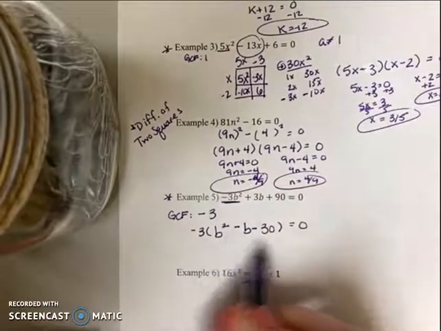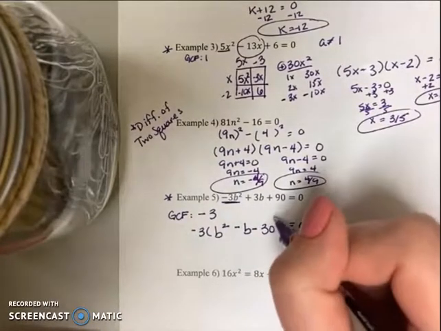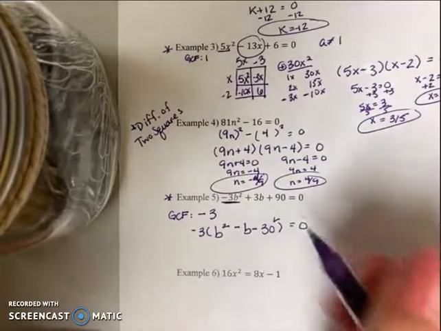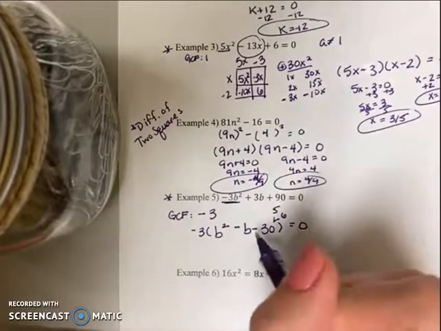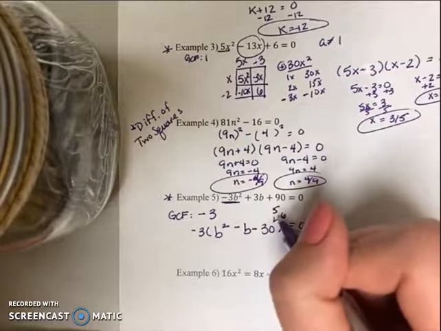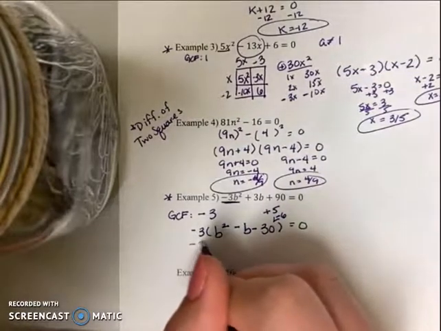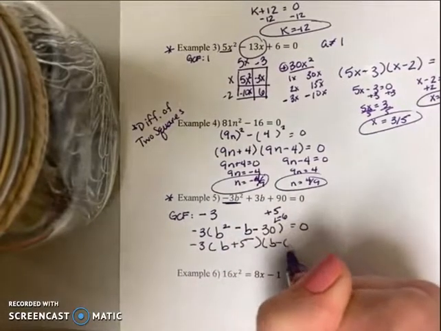Now, inside of the parentheses, we have a equals 1, so I'm going to use guess and check. You can list out all the factors of 30, or when I look at this, I immediately think of 5 and 6 because I know using different signs, I can get a negative 1, making the negative 6 and the positive 5. So I get negative 3 times b plus 5 times b minus 6.